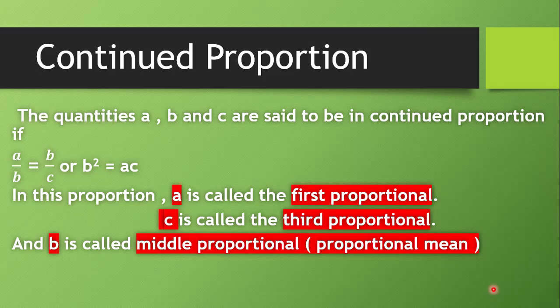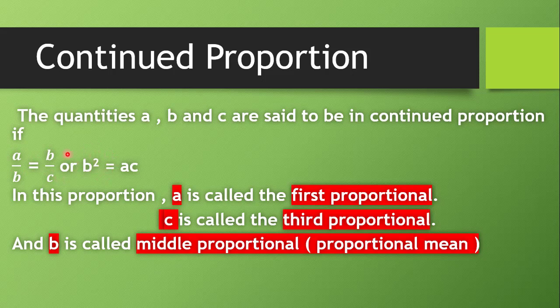In continued proportion, we have, for example, three numbers. If I have A, B, and C, we say that A, B, and C are in continued proportion if A over B equals B over C. In this case, we call A the first proportional and C the third proportional, while B is the middle proportional or the proportional mean. So if we make a cross product, B times B, B power 2, equals A times C.